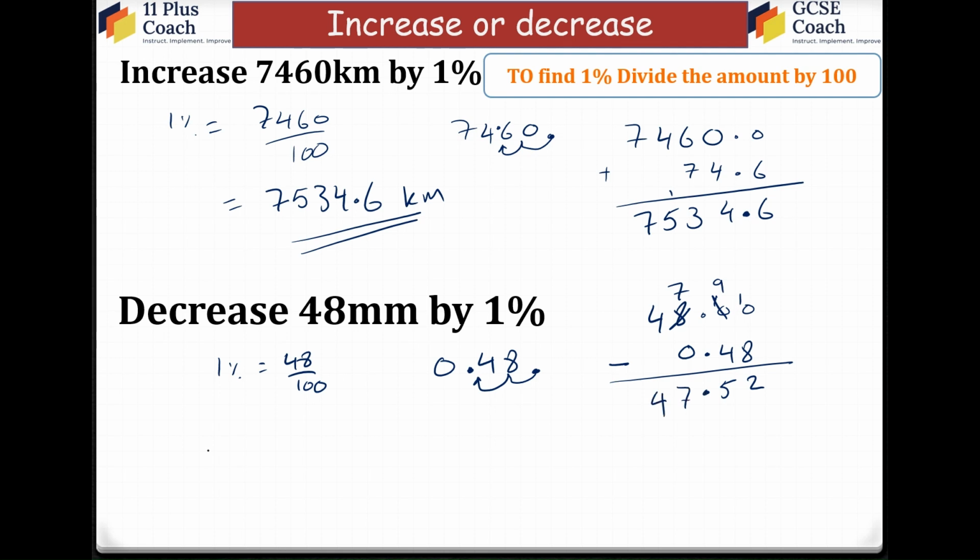So the answer to this question will be 47.52 millimeters. Hopefully you got that right and this makes sense.